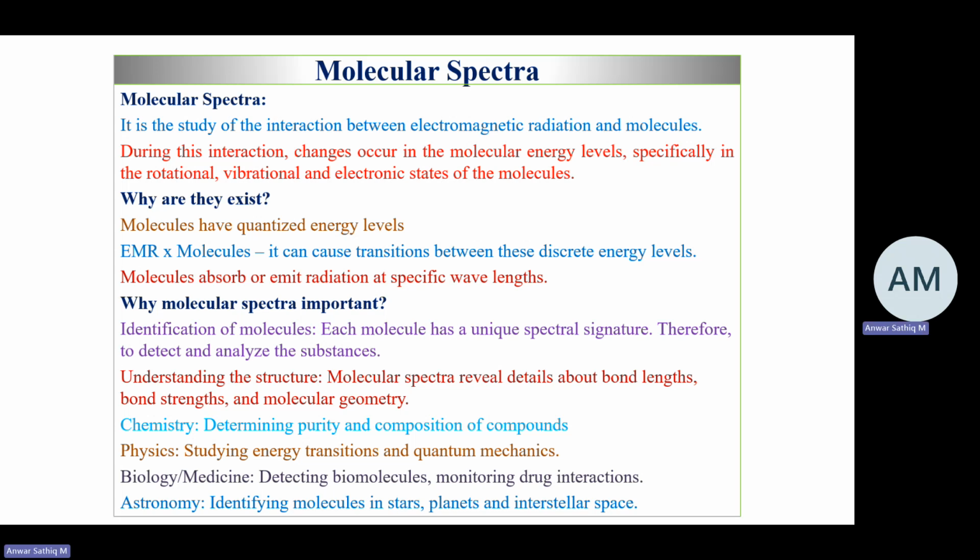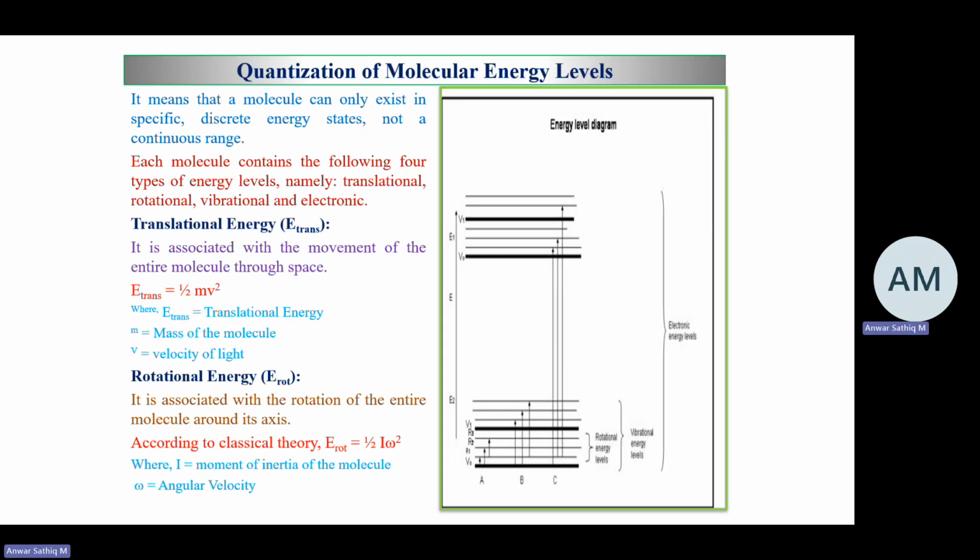This is the pictorial representation of the quantized forms of different energy levels in a molecule. Quantization means that all these energy levels have specific discrete values, not continuous. Each molecule has 4 types of molecular energy levels, namely translational, rotational, vibrational, and electronic. Now, let us explain them one by one.